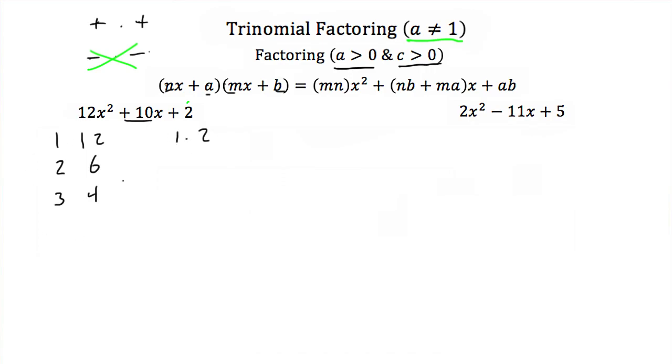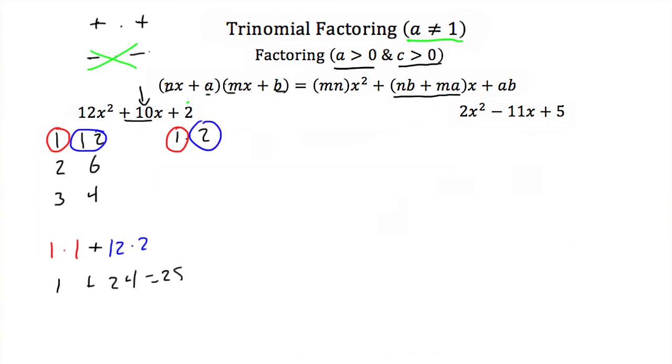Now that we've eliminated many of the possible factors of 12 and of 2, that makes finding the possible combinations that add together to be 10 a lot simpler. Now our last step is to try to find combinations of these two sets of numbers that will multiply together and then add to get 10. Well, we can try 1 and 1 and 12 and 2. If we do that, we'll have 1 times 1 plus 12 times 2. Now 1 times 1 is 1, plus 12 times 2 is 24, so this is 25, and that's not 10. So that combination doesn't work.